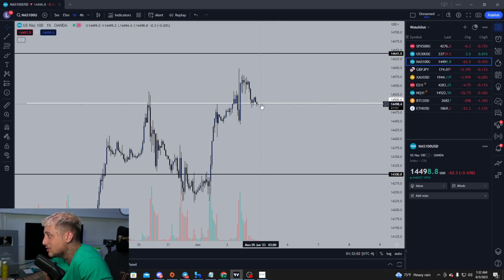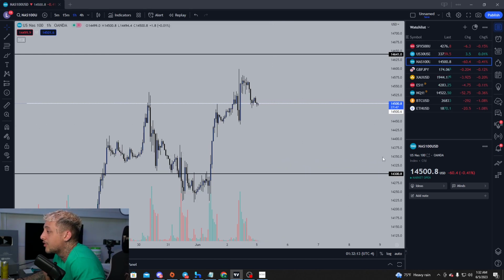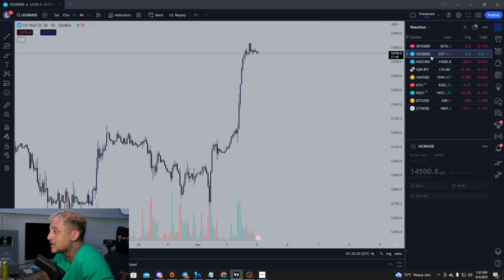Now, if price continues to trade lower and start to bounce off of 14,500, I will look for sells all day down into 14,400-something, possibly even 14,300. But before price gets to 14,300, obviously, look left, structure always leaves clues.